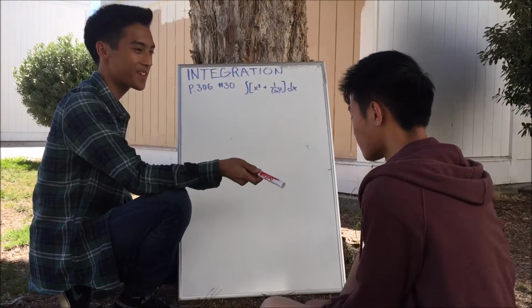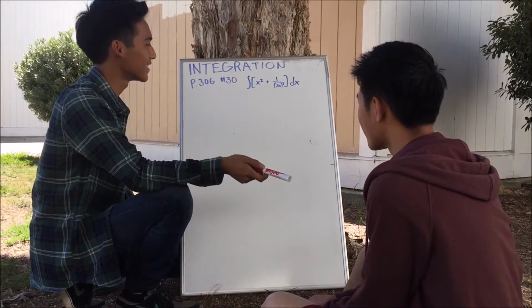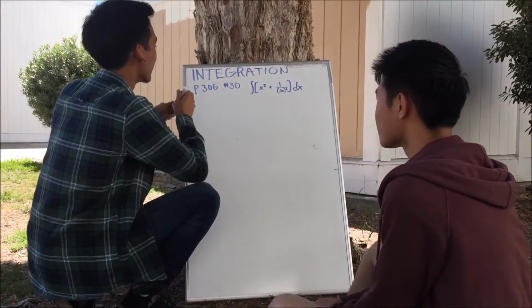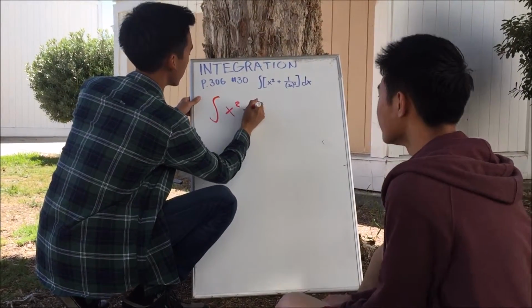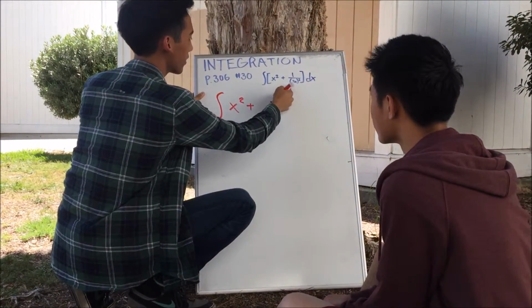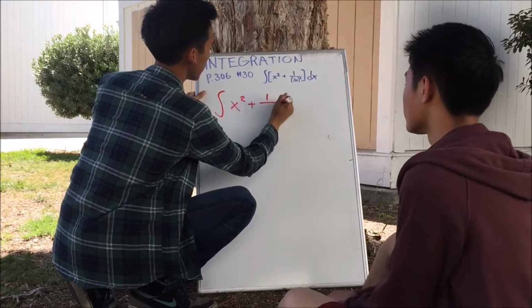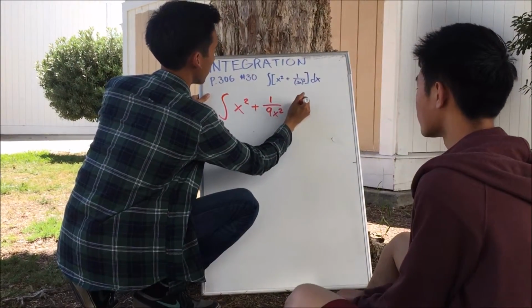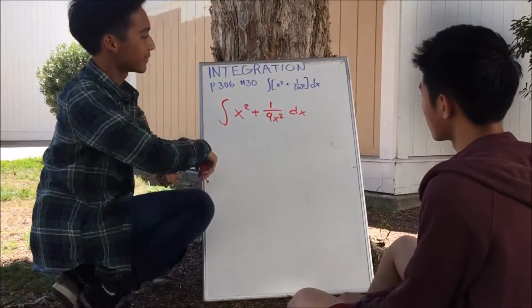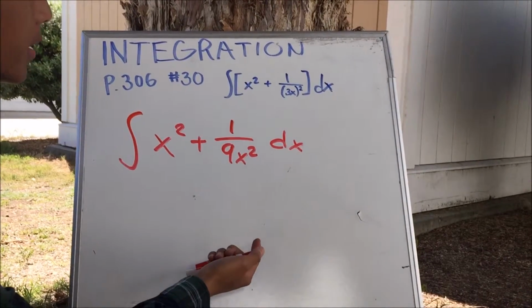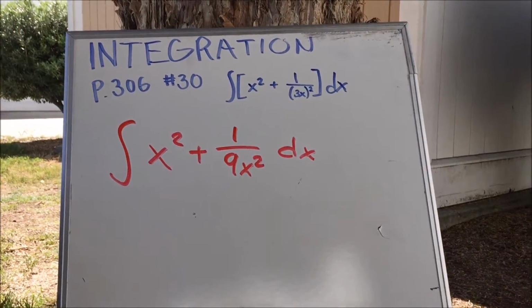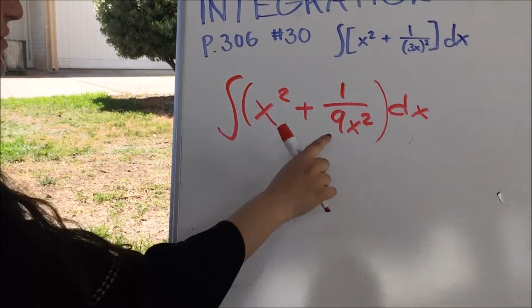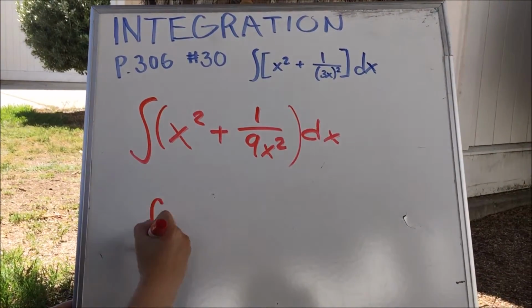Okay, here Anthony, ready to solve it? No, I don't know what to do. Okay, here. So first, what you want to do is x squared, write it out. And here, you want to factor out 1 over 3x squared to make it 1 over 9x squared and dx. What you're generally doing is you're just factoring 1 over 3x squared to make it 9x squared. I'll take over. So next you want to separate the integrals.